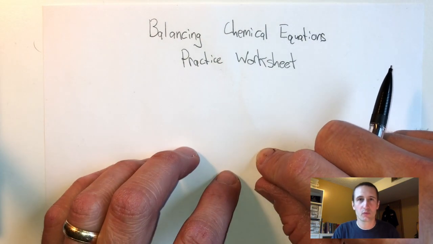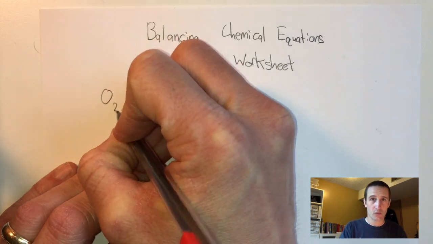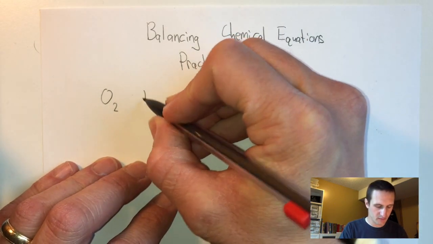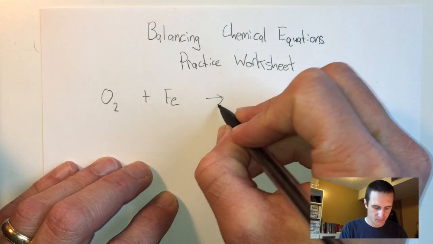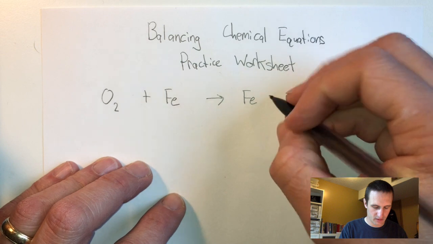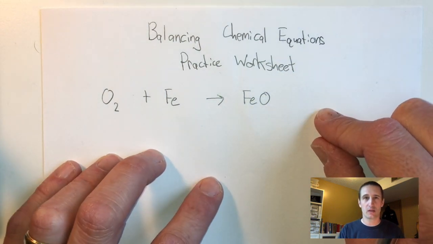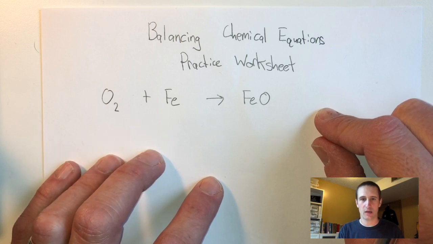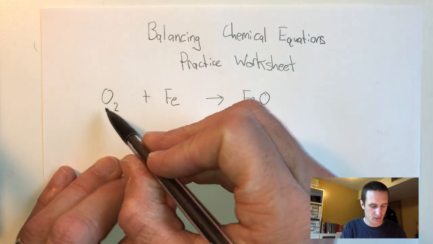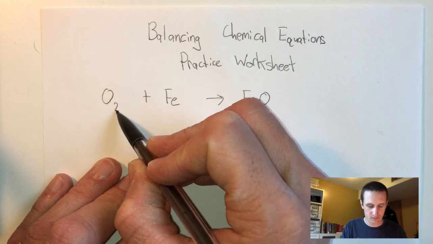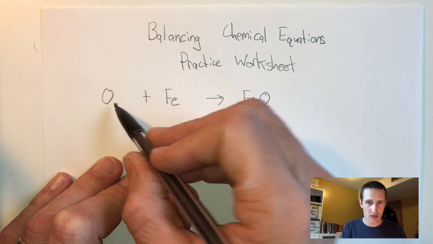The first one, we're starting with oxygen, that's O2, and we're reacting it with iron, that's Fe, to make the compound iron oxide, that's FeO. And now, when I look at this, what I need to think about is how many of each atom do I have on both sides of this equation. So I look and I see O2, that means I have 2 atoms of oxygen. Over here I only have 1 atom of oxygen. So the oxygen itself is not balanced.